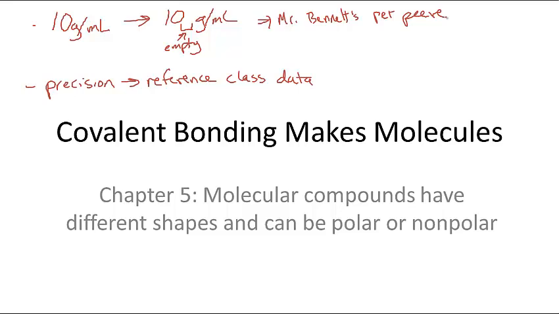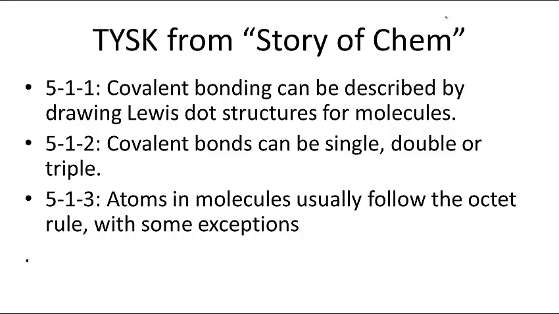So we will go to things you should know from the story of chem. Chapter 5.1.1: covalent bonding can be described by drawing Lewis dot structures for molecules. You need to be able to draw Lewis structures well in this course. Not only will it help you in this course, but when you take organic chemistry in college, if you're really good at drawing Lewis structures, you're a step ahead. Covalent bonds can be single, double, or triple, and atoms and molecules usually follow the octet rule with some exceptions.